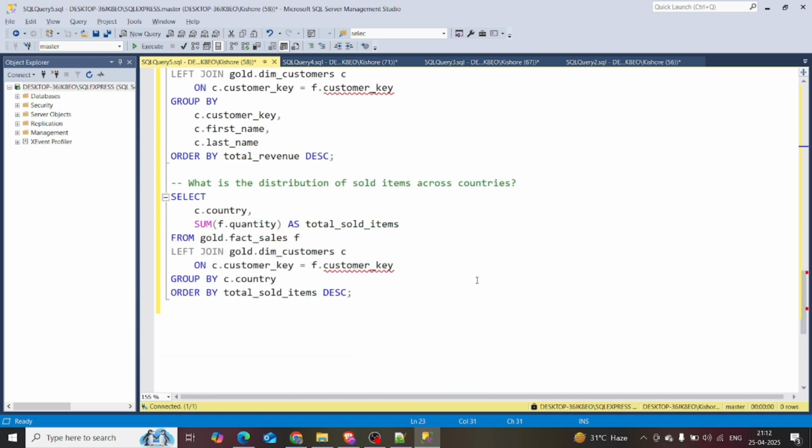And yes, this is the last question of this session: what is the distribution of sold items across the countries? So first we want to select the country, and the sum of quantity as total sold items, coming from the facts table. We are left joining the gold dimension customers, and the key used is C.customer_id equal to F.customer_id. We are grouping by C.country, and ordering by total sold items descending.